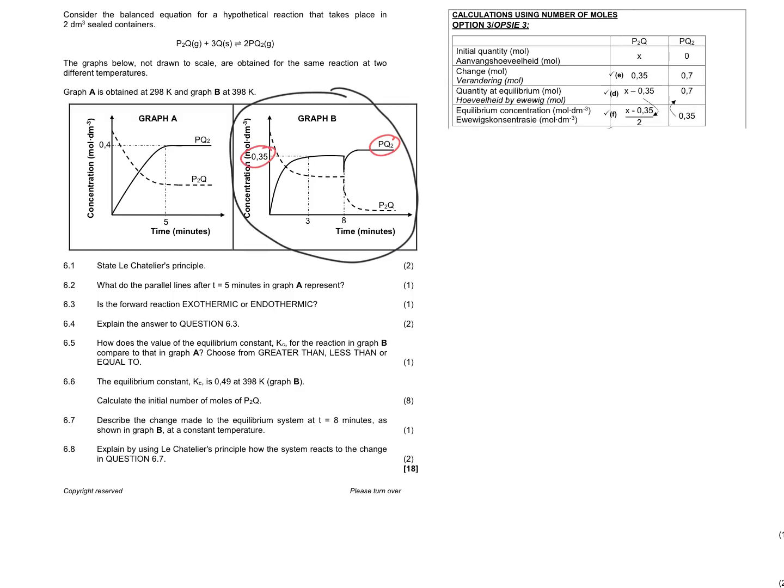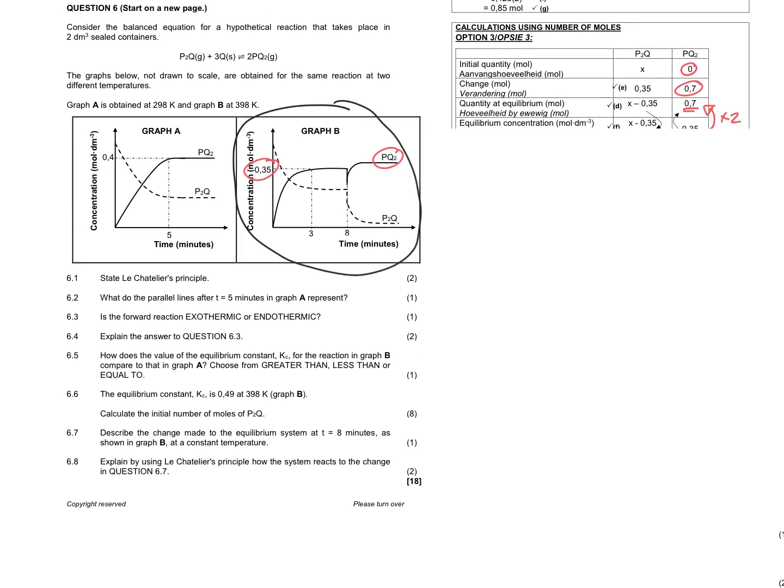We get that the equilibrium number of moles was 0.7, because you just multiply by the volume, 2. The change went from 0 to 0.7, because they tell you that the reaction started with P something else. We do not include Q at all, because Q is a solid. So we only look at P2Q and PQ2. That's very confusing to say out loud, but anyway.